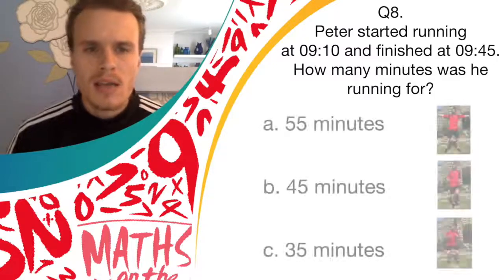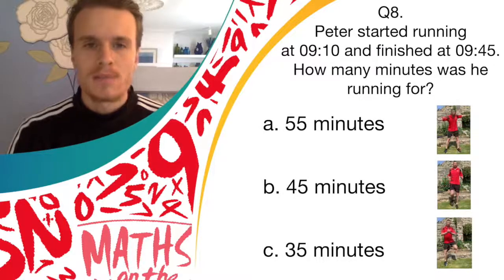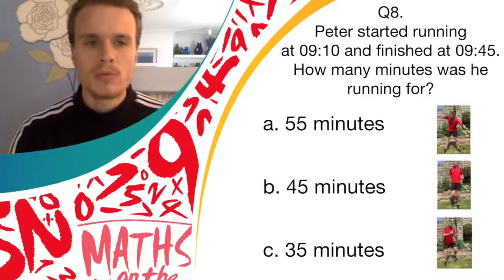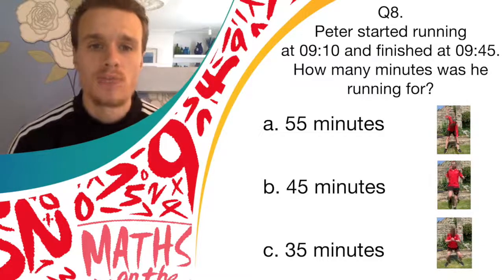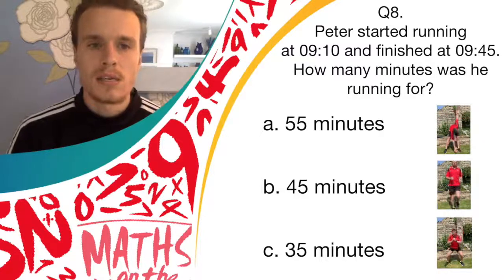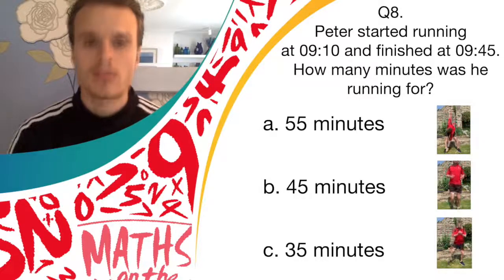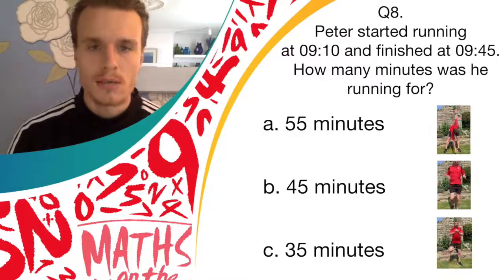Okay. Answer A is 55 minutes, and if you think that's correct, you should do windmills. Answer B is 45 minutes, and if you think that's correct, you should run on the spot. And answer C is 35 minutes, and if you think that's correct, you should do donkey kicks.